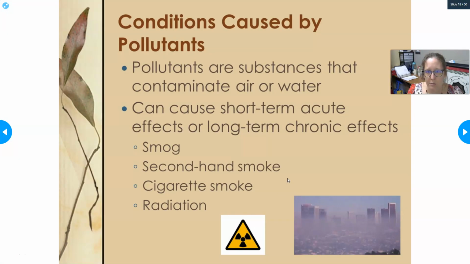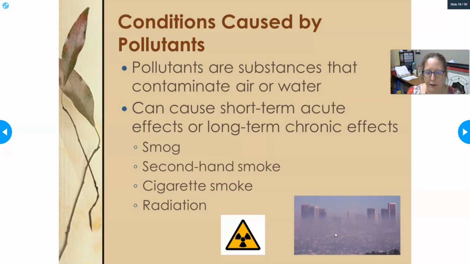Pollutants are substances that contaminate air and water. They can cause short-term acute effects or long-term chronic effects. Some of the ones especially well known to cause long-term chronic effects are smog. For example, this is smog over LA, and there are other cities that have smog. This is pollution caused by all the cars, etc.